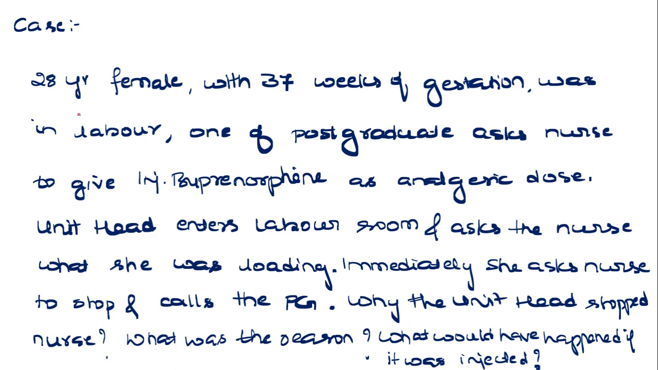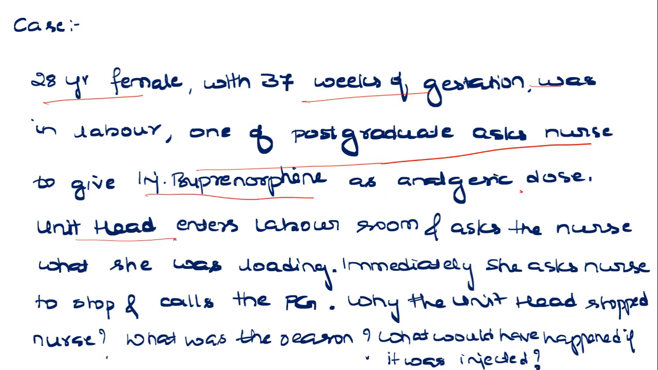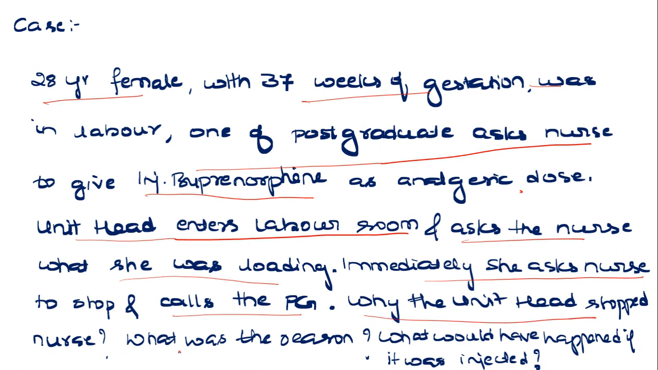So coming to the case, a 28-year-old female with 37 weeks of gestation was in labor. One of the postgraduates asked the nurse to give an injection of buprenorphine as an analgesic dose. The unit head or unit chief enters the labor room and asks the nurse what she was loading, and immediately asks the nurse to stop and calls the PG. So here the question is, why did the unit head stop the nurse, what was the reason, and what could have happened if it was injected.